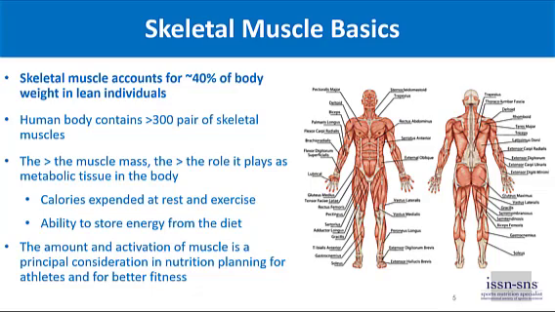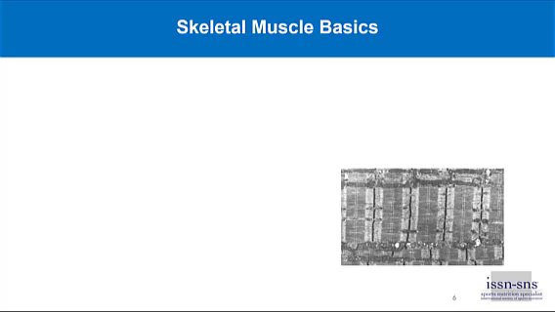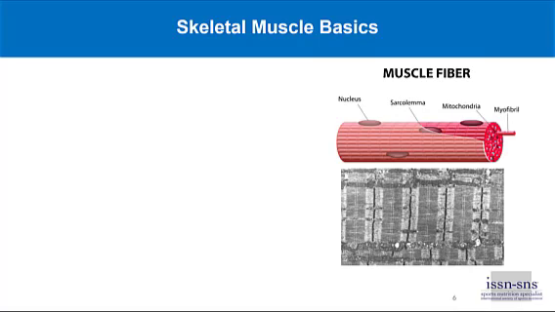The amount and activation of muscle is a principal consideration for nutrition planning for athletes and for better fitness for people who exercise. Continuing on with some of the basics of skeletal muscle. Skeletal muscle has a very organized design which can be seen through high-powered microscopes. Muscle fibers are classified into two general types, type 1 and type 2.